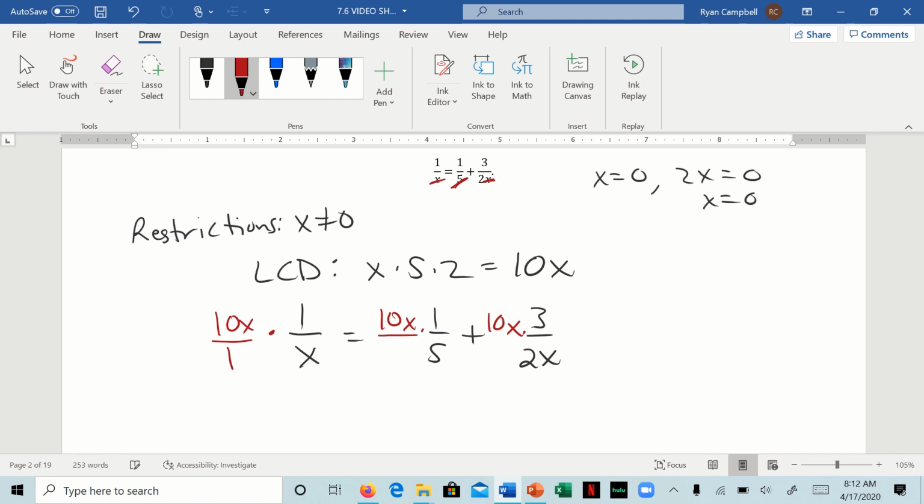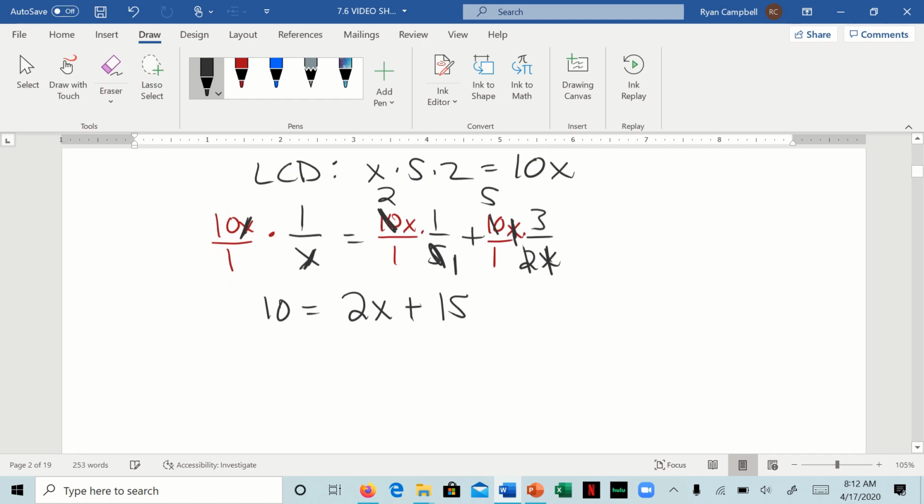Remember, if we multiply everything by something, it's going to be over 1. So for the first term, x's cancel and you're left with 10. For the second term, 5 can go into 10 2 times, 5 goes into 5 1 time. So we get 2x plus, x's cancel, and then 10 divided by 2 is 5, so 15. And then we just solve. So subtract the 15 over, so we get negative 5 equals 2x, which means x is negative 5 halves.